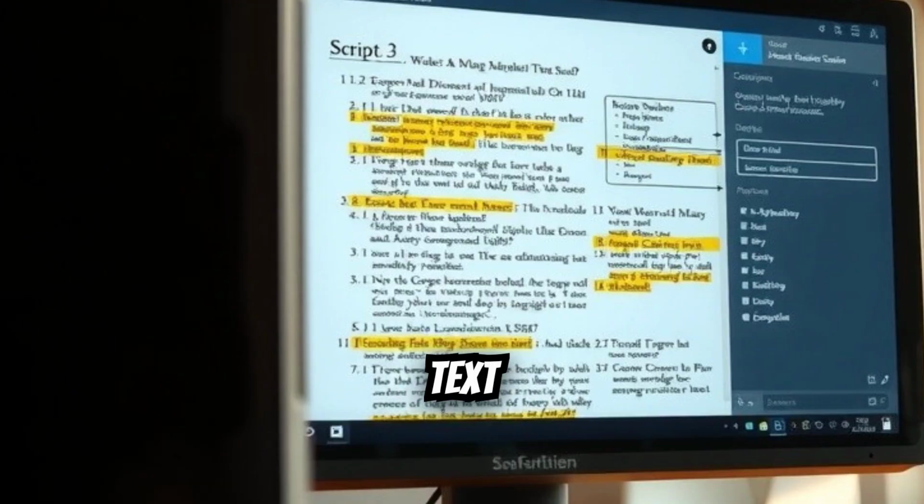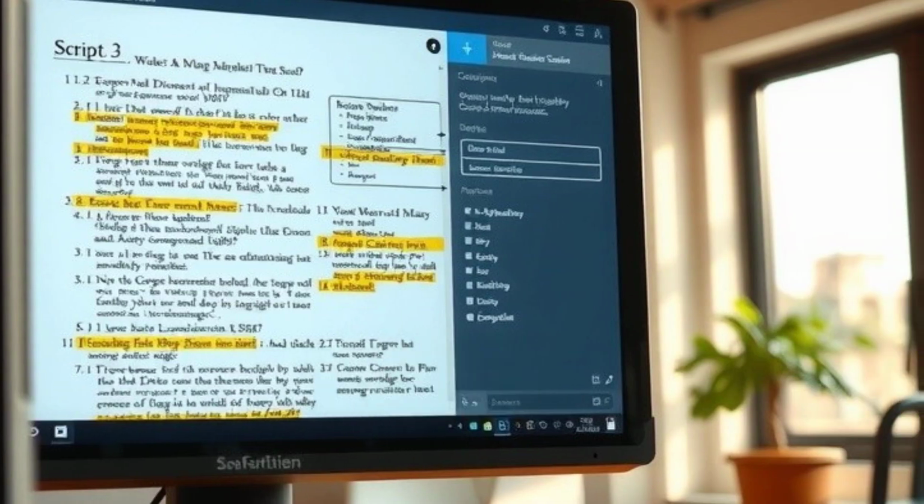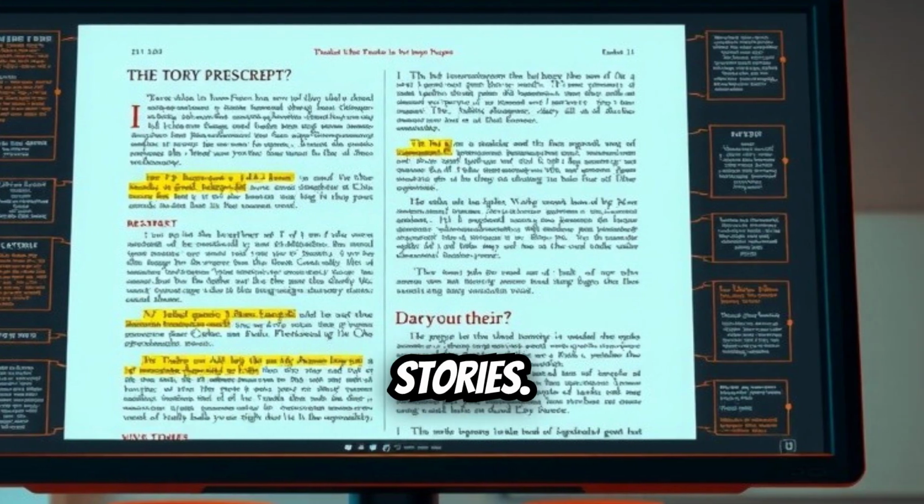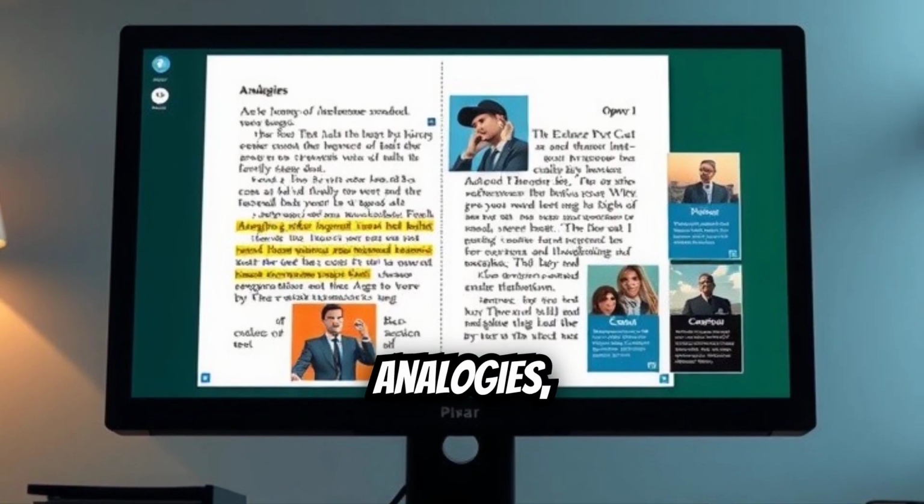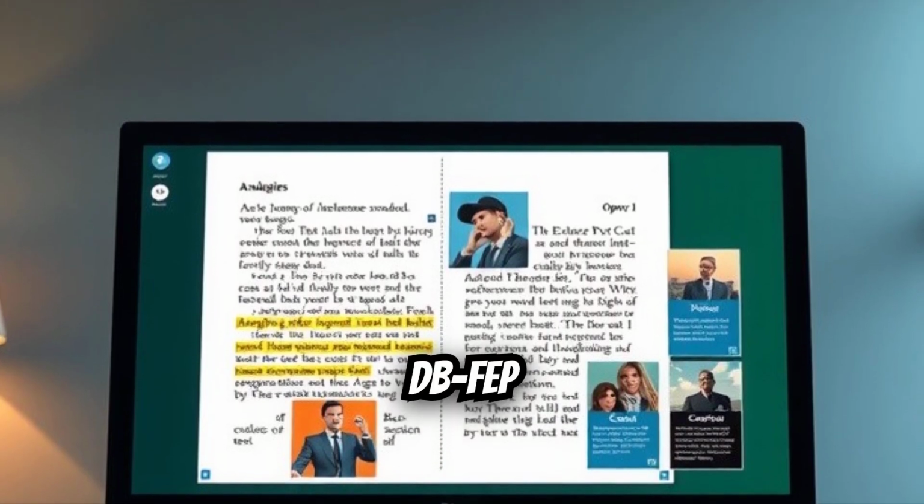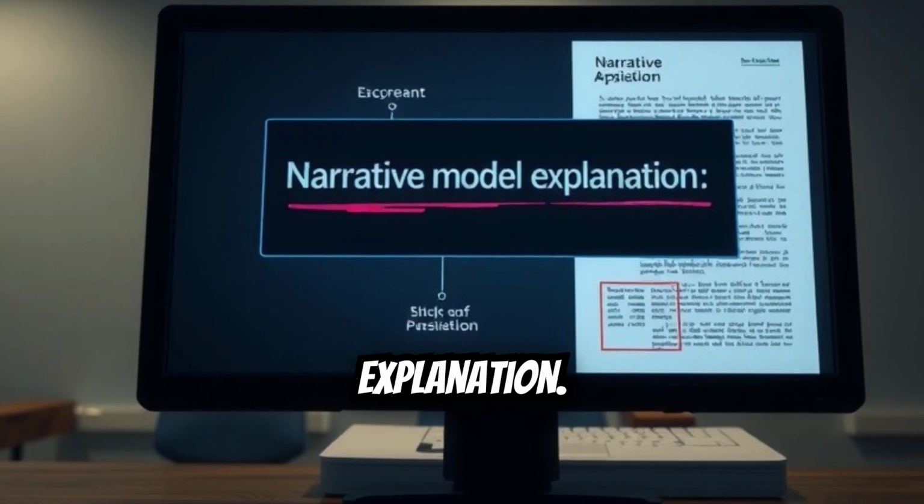1. What this text is. This is a teaching script. It mixes real concepts with vivid stories. Most examples are analogies, not measured claims. DB-FEP label, narrative model explanation.